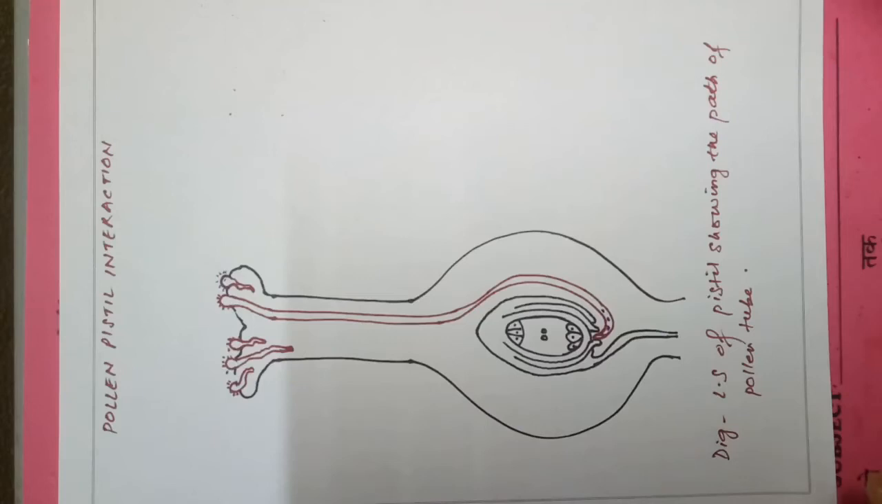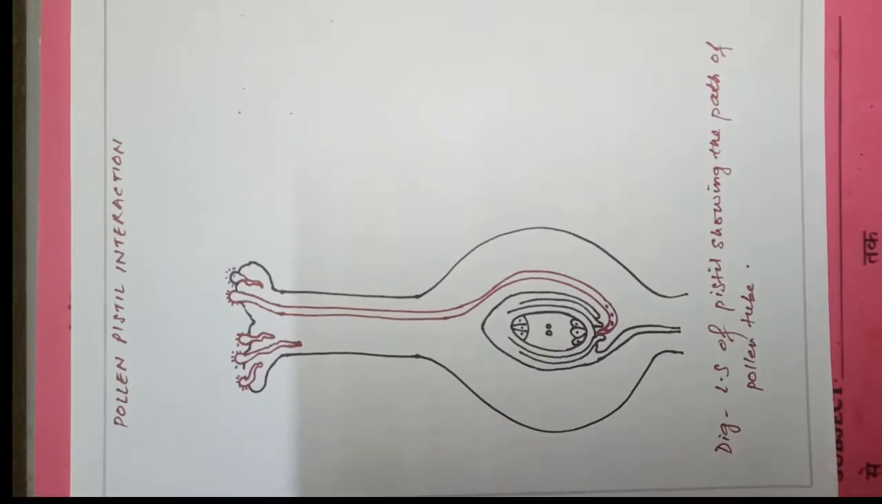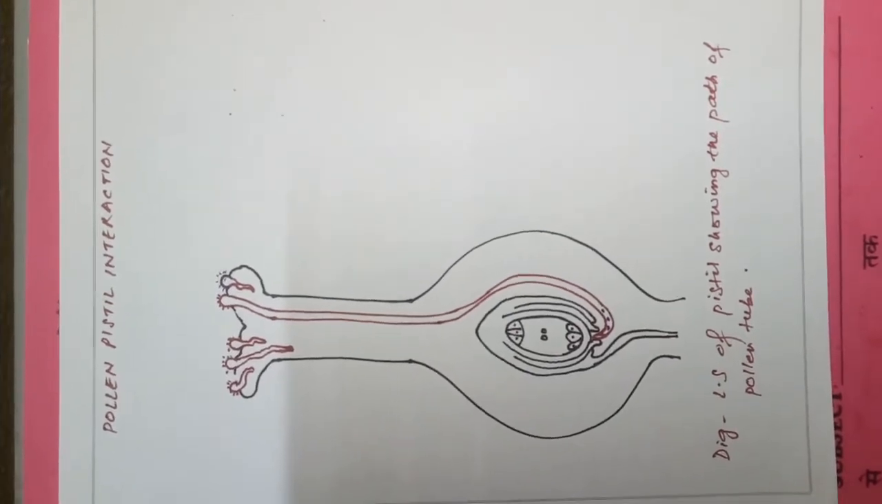Pistil interaction, and the other one is double fertilization. Students, you all know that after pollination, the pollen grains land on the stigma. Here in this diagram, I have shown an LS of pistil showing the path of pollen tube. Students, this diagram is very often asked in exam.